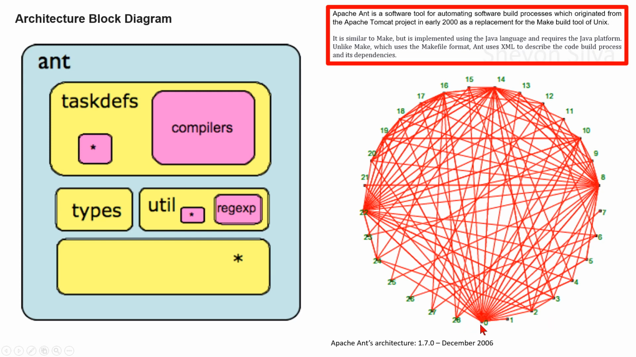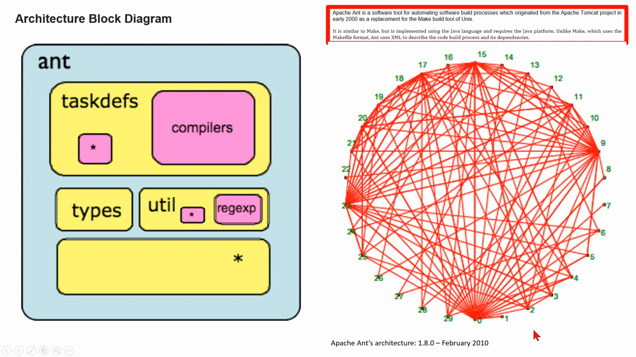Here you can see 0 interacts with 24, 22, etc. Here 1 interacts with 0, and here 2 interacts with 24, and here 22, etc.